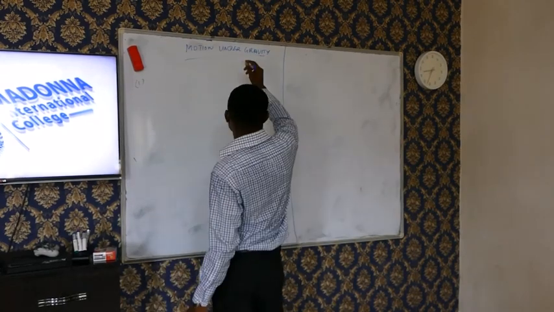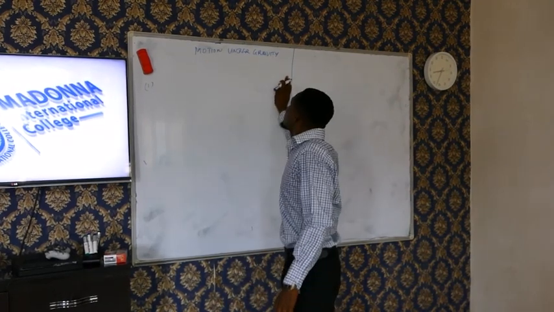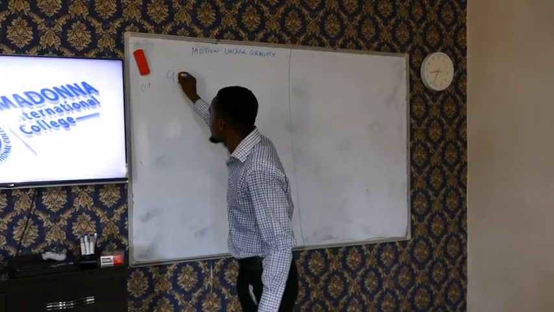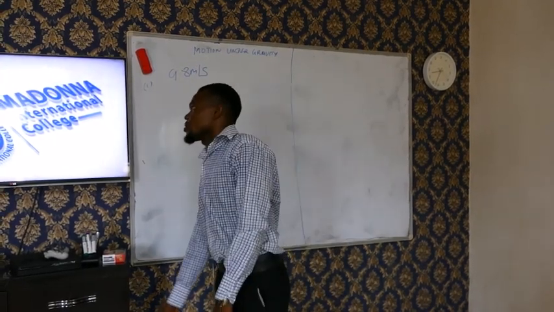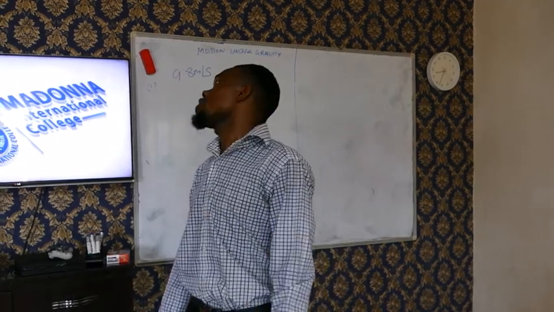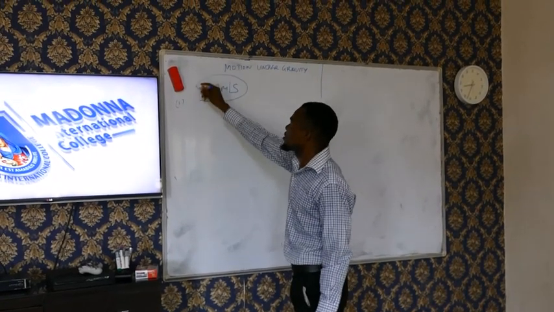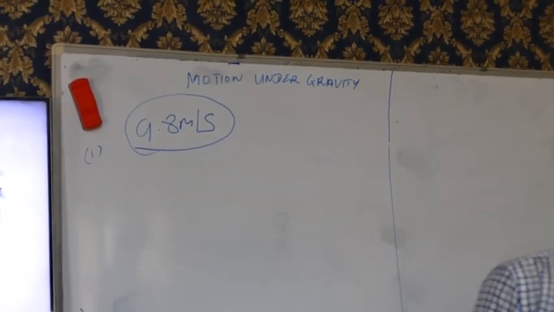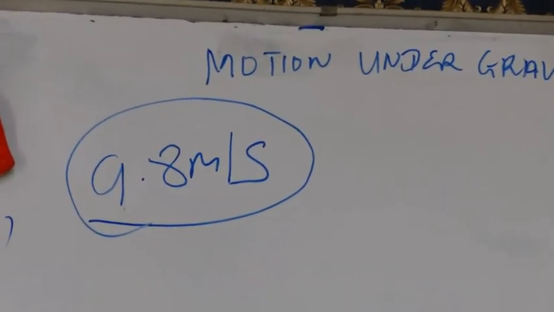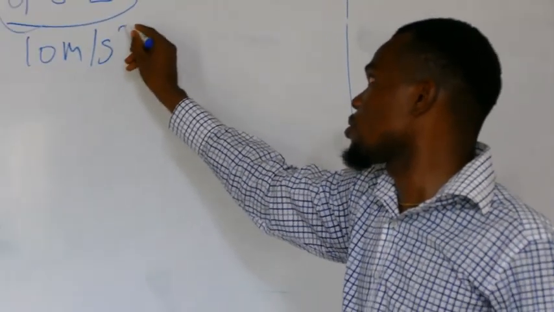Now, the gravitational force has been taken to be approximately 9.8 meters per second squared. But when it comes down to the surface of the earth, it varies. That is why in a question you will be asked to assume that acceleration due to gravity is constant, and the value will be 9.8. In some cases, you will be given 10 meters per second squared.